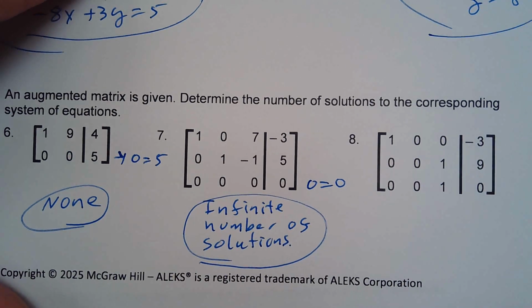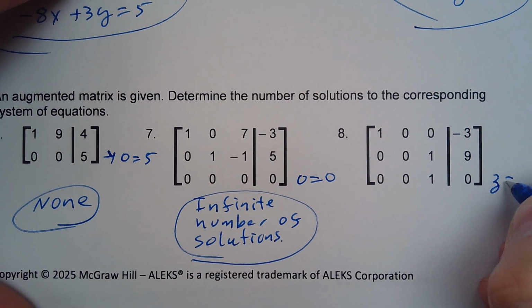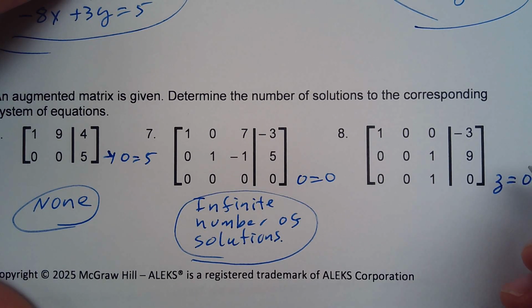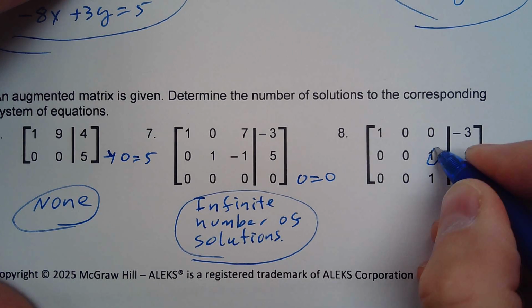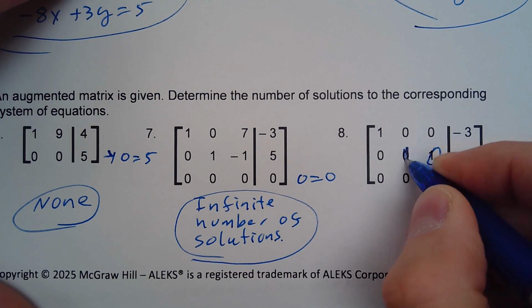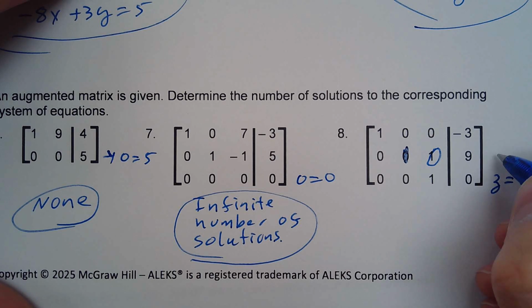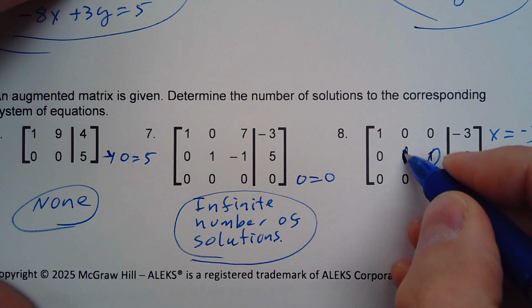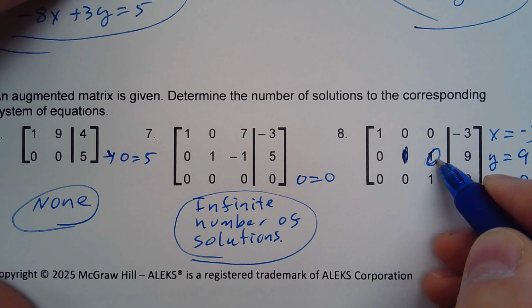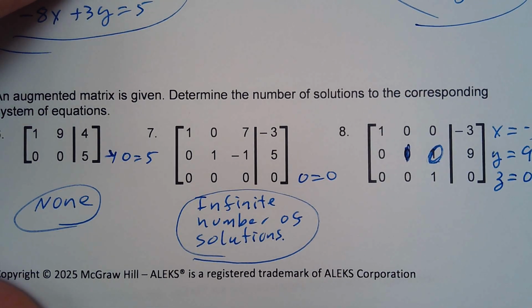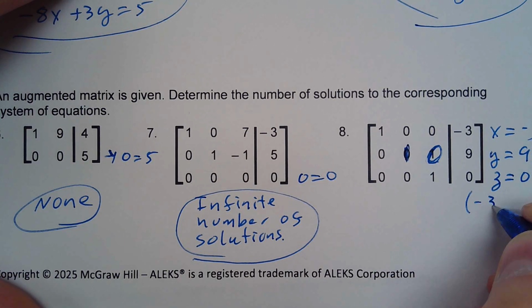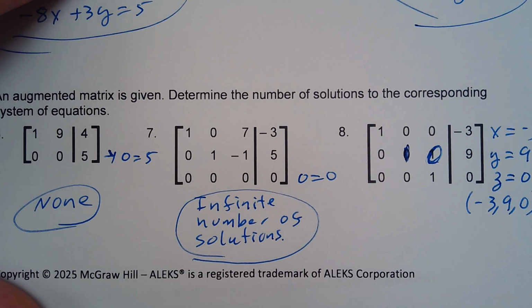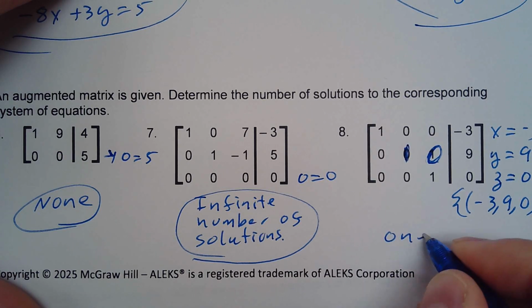This, we're going to have z equals 0. Oh, there's a typo. This should be a 0 and this should be a 1. So let's fix that. That would be y equals 9 and x equals negative 3. So go ahead and fix that. That should have been a 1 and that should have been a 0 here. So negative 3 comma 9 comma 0. That's our solution. That means we have one solution.